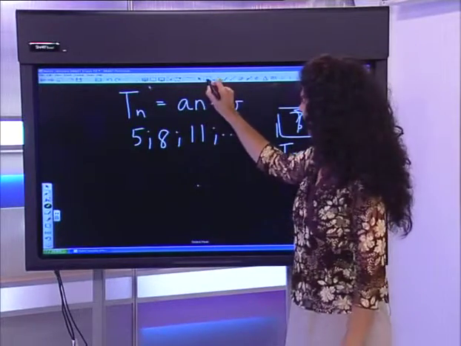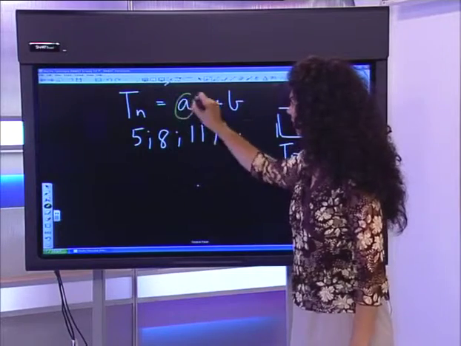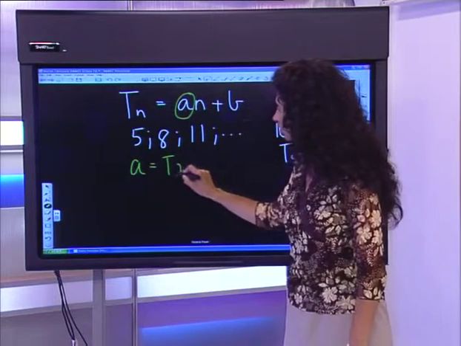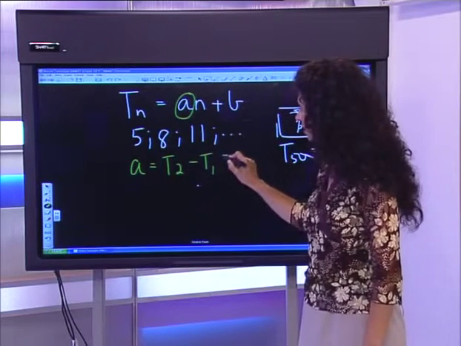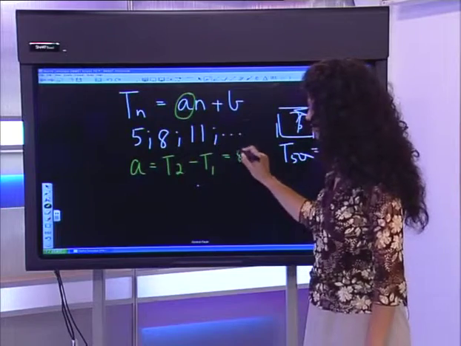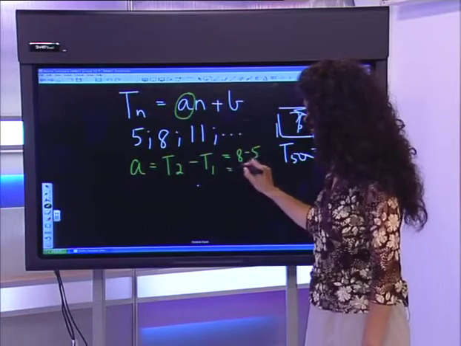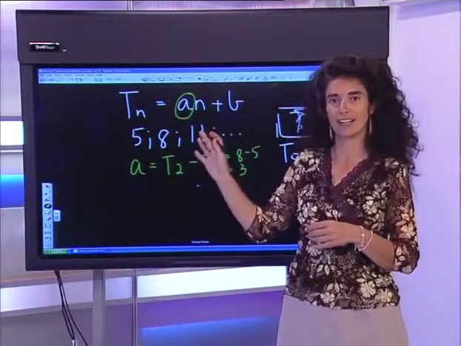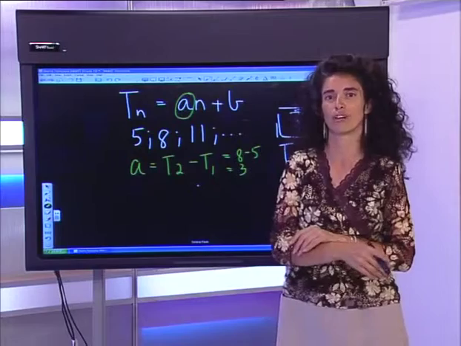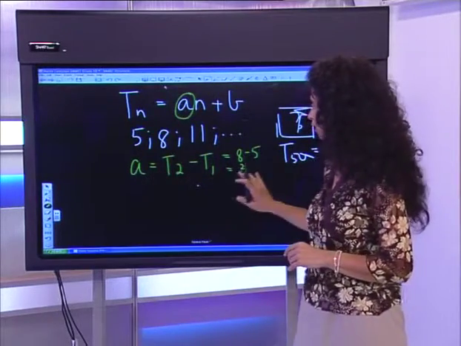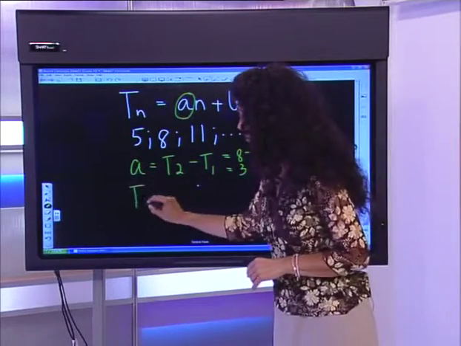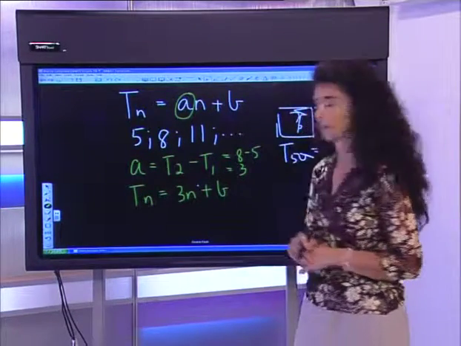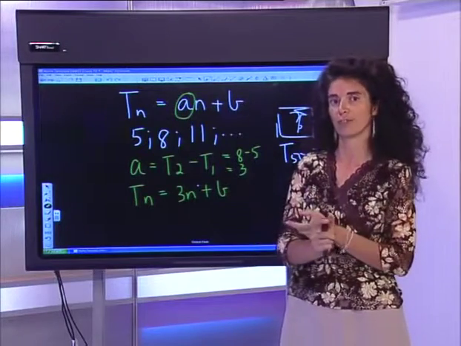And the A that we found is always going to equal T2 minus T1, just recapping from earlier. And in this case, that is 8 minus 5, which is equal to 3. So again, I repeat, will A always be T2 minus T1? If it's linear, in other words, if you're adding the same thing over and over again, then yes. So Tn will now at this stage be 3n plus B. Our job is to find A and to find B as well.